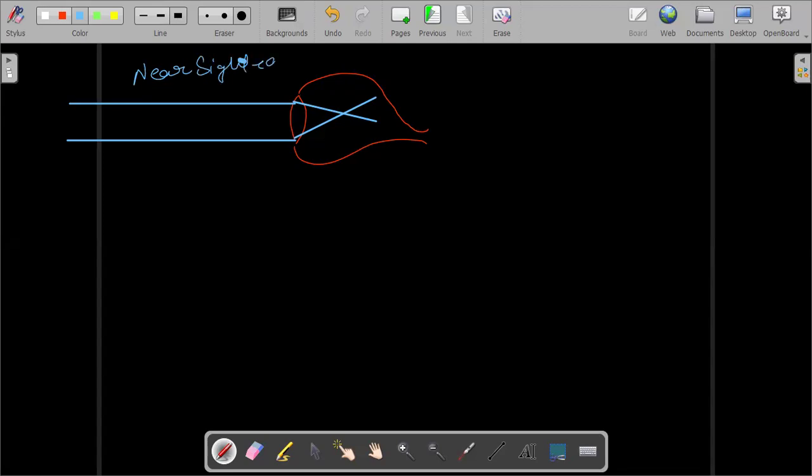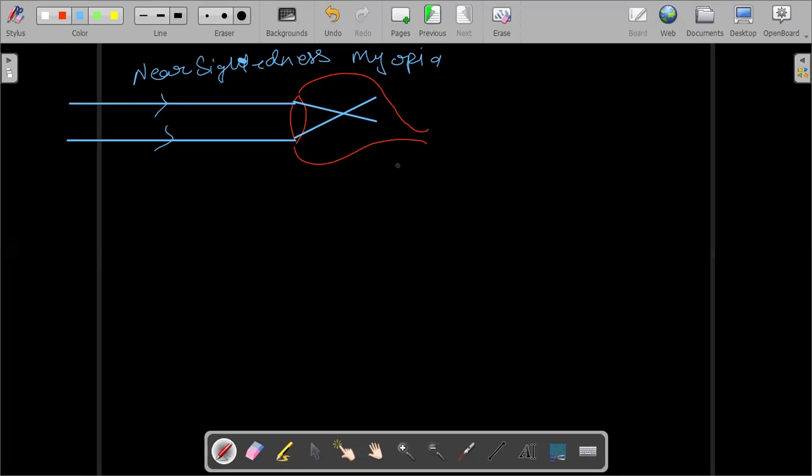Nearsightedness or myopia. So it means that the image is formed near the lens. It is formed before the retina. So this situation is represented as myopia. The person may be able to observe the nearby objects, but he is not able to observe far off objects. The light rays which come from far off objects come parallel.